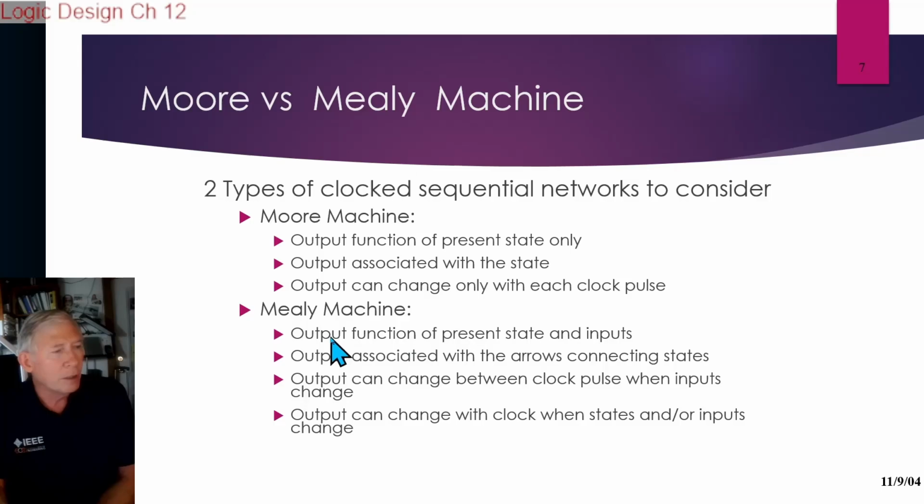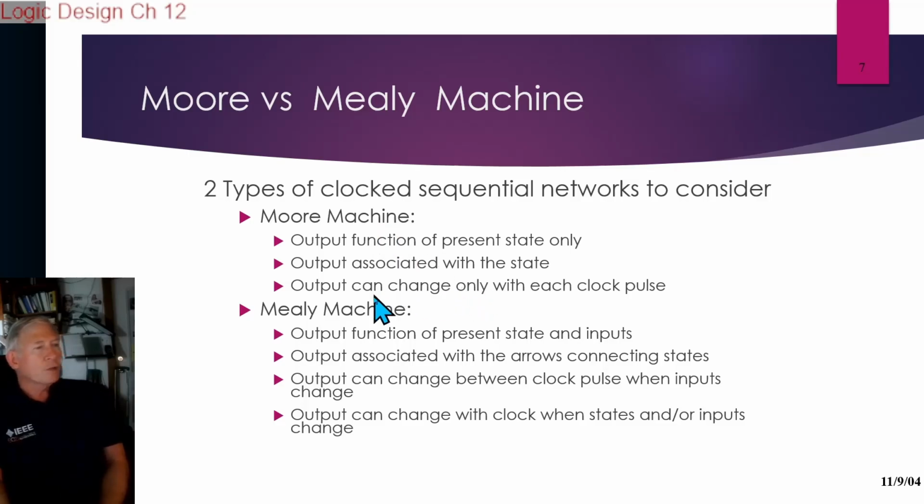Whereas in a Mealy, the output function requires the present state plus the new inputs before we update to the next state. So the Mealy machine is looking forward to the next state, and the Moore machine, not to the next state, but it's looking forward to the new inputs. Whereas the Moore is just locked with the present state.